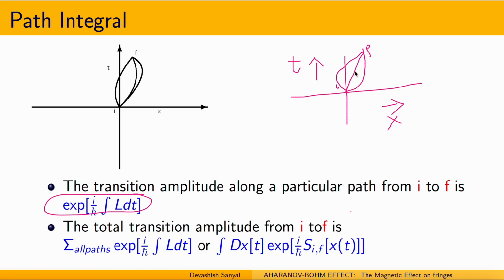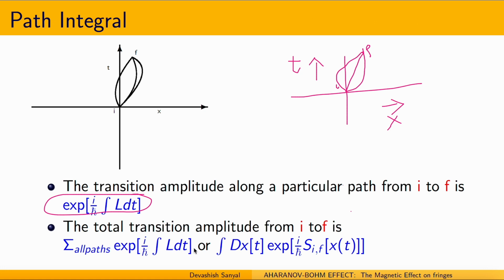So this is the path integral: for every path there is a transition amplitude. The total transition amplitude from I to F is actually the sum of all the transition amplitudes. So the total transition amplitude from I to F is the summation over all paths of the exponential of i/ħ times the integral of L dt.